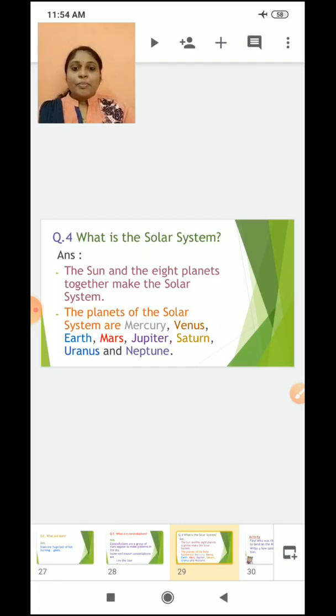And second point, the planets of the solar system are Mercury, Venus, Earth, Mars, Jupiter, Saturn, Uranus, and Neptune. So write it down, children. The sun and the 8 planets together make the solar system. The planets of the solar system are Mercury, Venus, Earth, Mars, Jupiter, Saturn, Uranus, and Neptune. So finished? 4 questions and answers.